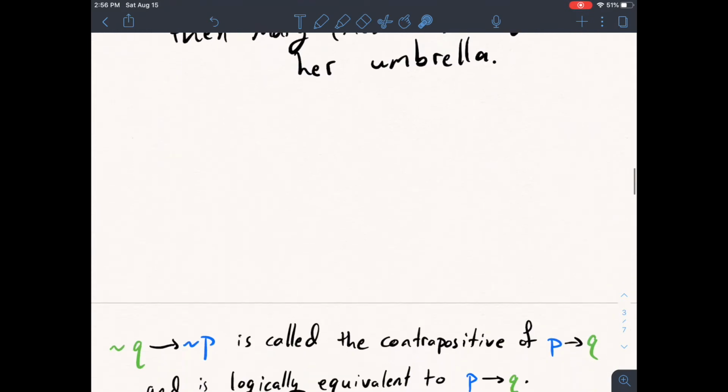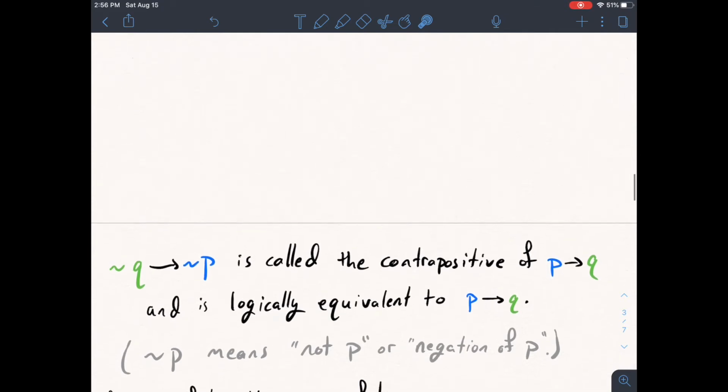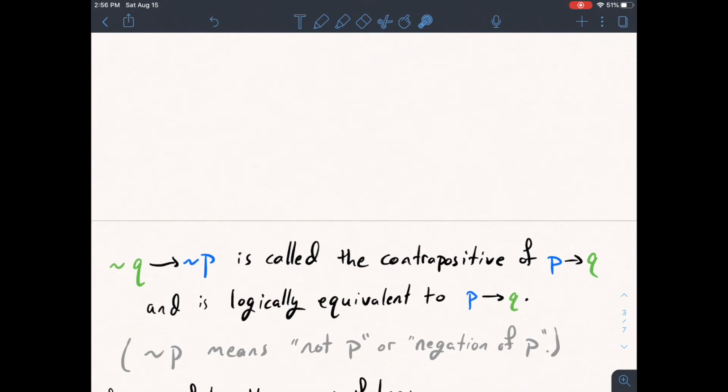Okay, so moving on to the contrapositive. So this is the statement not Q implies not P. So we call the statement not Q implies not P the contrapositive of our original statement P implies Q. And it turns out to be logically equivalent to the original statement. So again, let me remind you, tilde P means not P, or the negation of P.